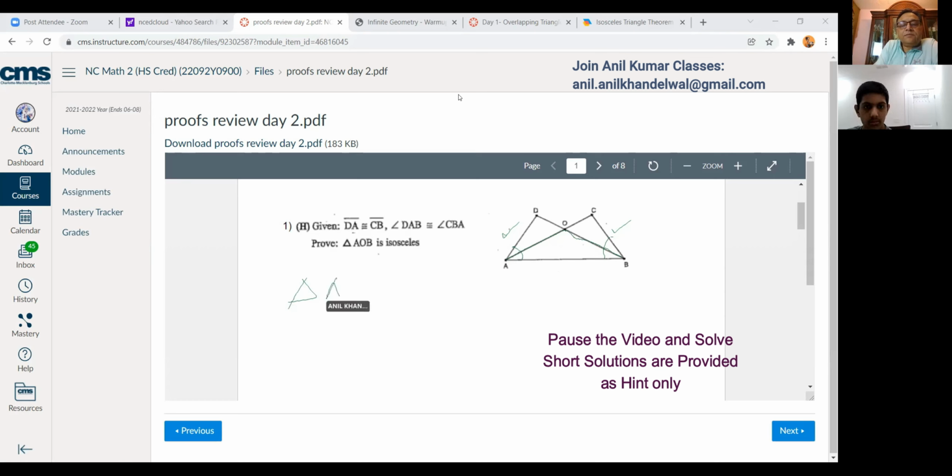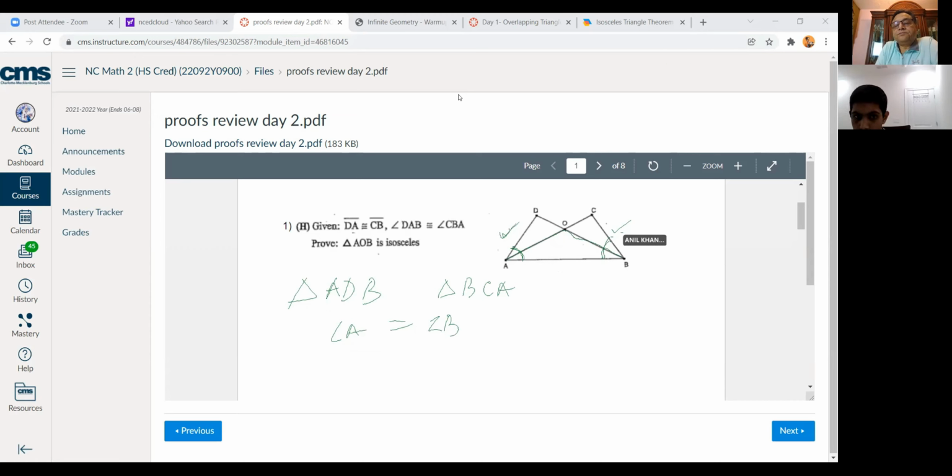ADB, and triangle BCA. We have in these two triangles a common angle, right? So angle A is equal to angle B, correct? So one of the angles is common. The side is also equal. So we have DA equals CB. You have to write conditions here, right? So it is given. And then we have AB as common.